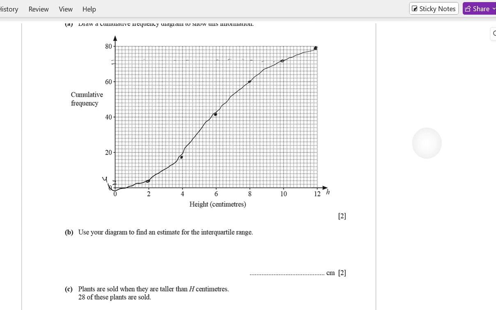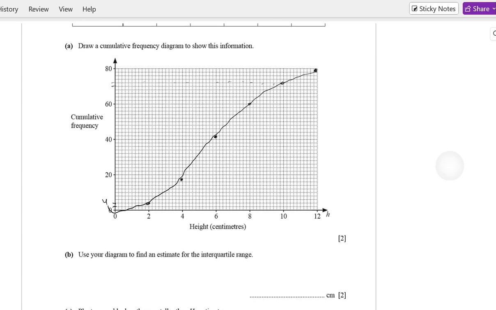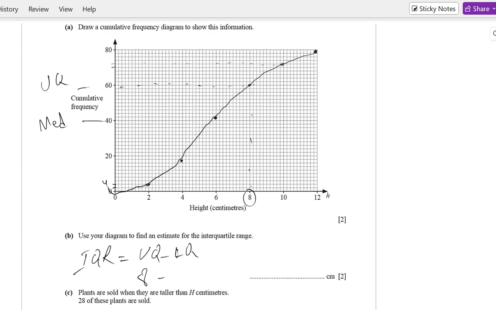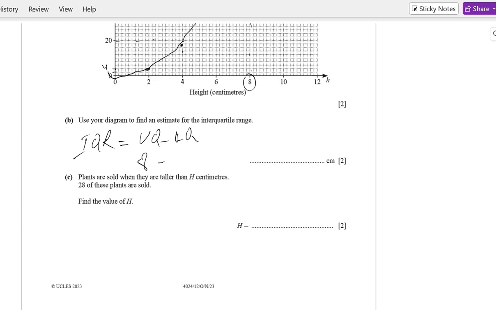Alright. Use the interquartile range. For IQR, you need to subtract upper quartile minus lower quartile. And since our total data is 80, center is 40. So from 60, we can measure the upper quartile, it is 8. For lower quartile, you will go from 20, it is 4. So 4 should be your IQR.